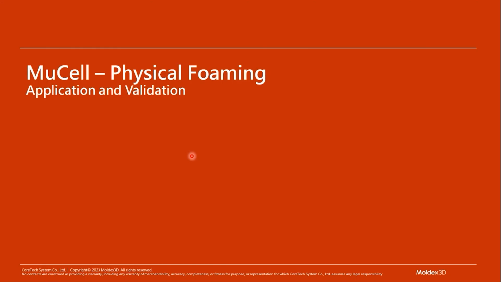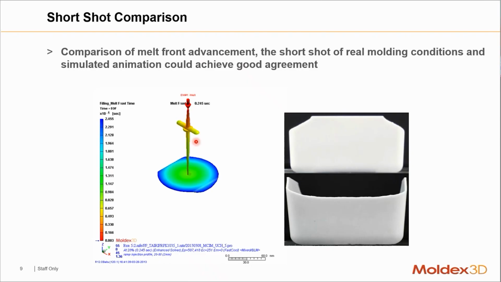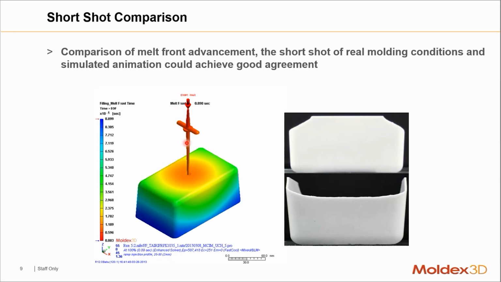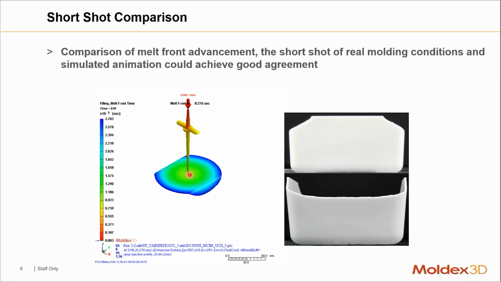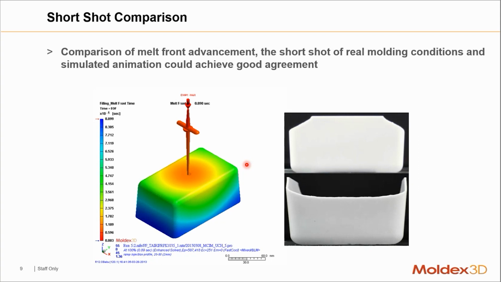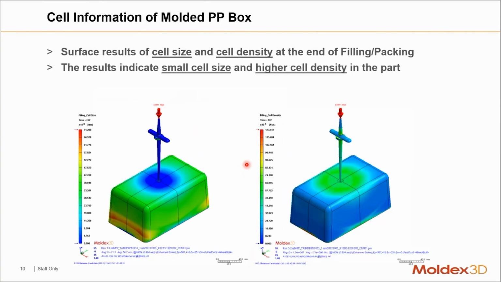The first case we are going to share with everyone is a MuCell physical foaming. Okay, so this is the runner, and you can see the material start to flow from the top and through the gates into the cavity. And then this shows you how the material is going to flow. And then in the simulation result, you will be able to see the cell size or cell density.